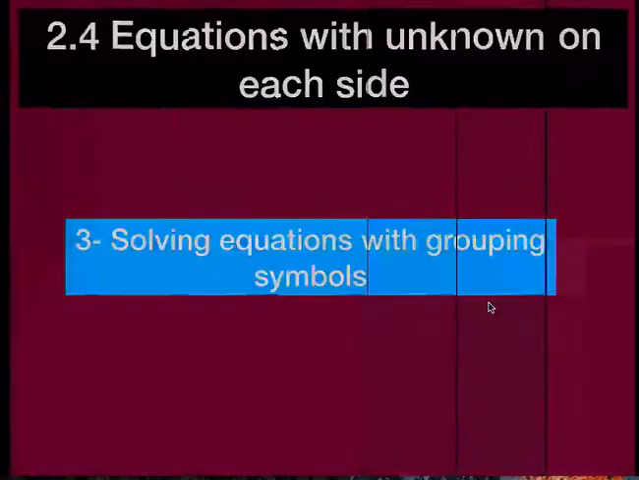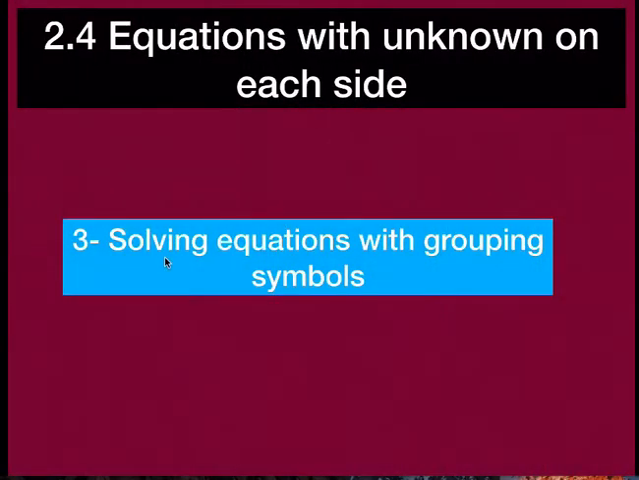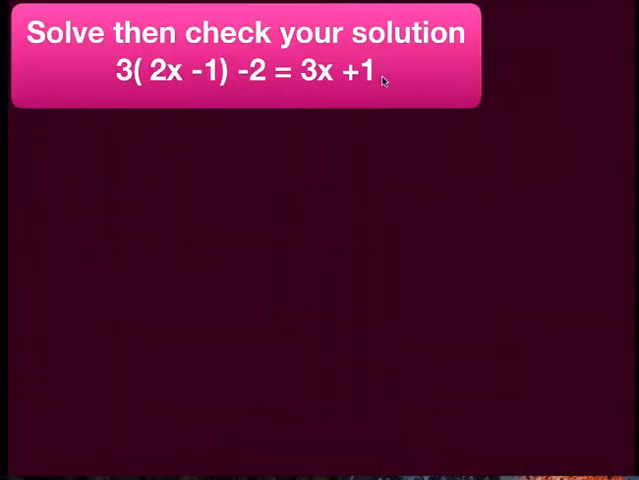Let's start the new topic, a new objective, solving equations with grouping symbols. What do they look like? They look like this equation. The grouping symbol is this bracket. Can you see it? It groups these two elements, the 2x and minus 1.